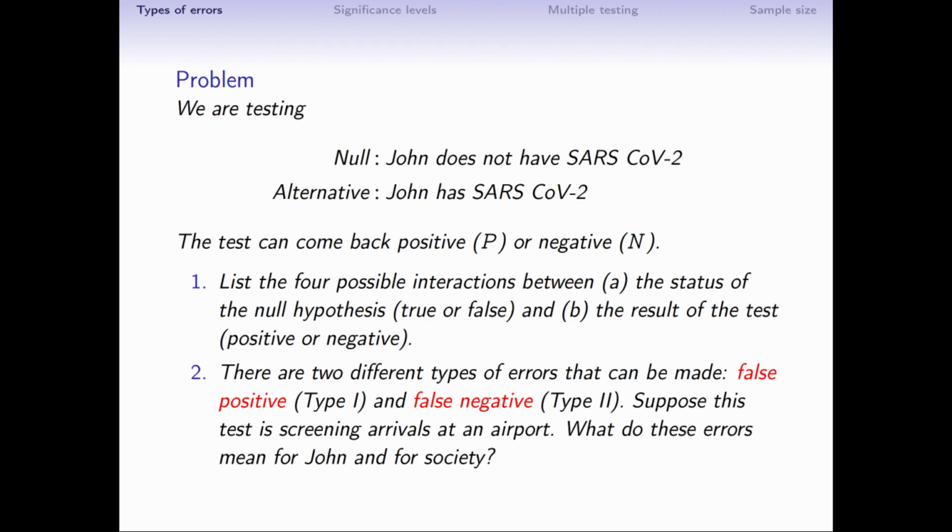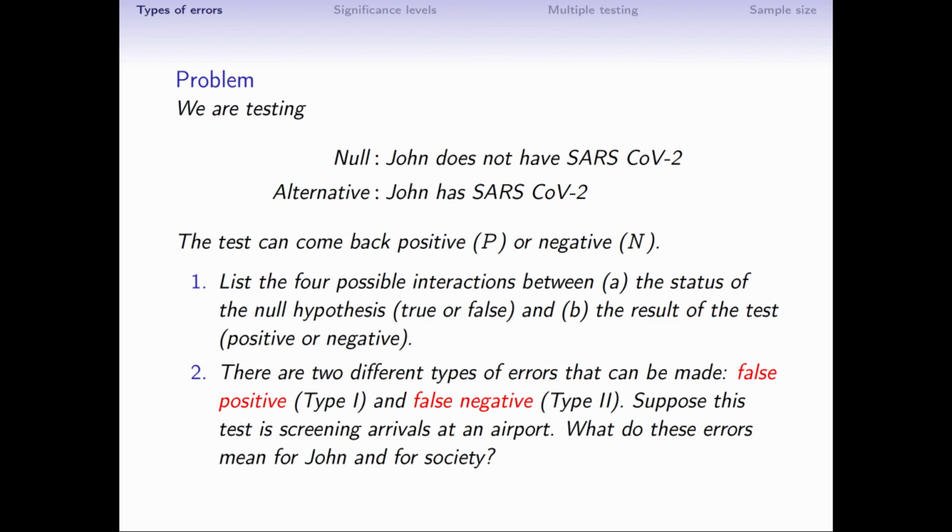We have to see if there is evidence that John has been infected by the SARS-CoV-2 virus. The null hypothesis is that John does not have SARS-CoV-2, and the alternative hypothesis is that John has SARS-CoV-2. Now we're going to apply a test, and the test can come back either positive or negative. Now let's look at 2 problems. List the 4 possible interactions between A, the status of the null hypothesis, is it true or false, and B, the result of the test, is it positive or negative?